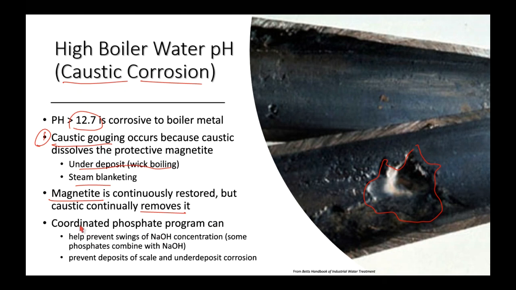So how do we control pH? Well, coordinated phosphate program is very good at helping to control pH, simply because some phosphates combine with sodium hydroxide. There are equilibrium reactions that go on that tend to stabilize the pH of the boiler. And also with the coordinated phosphate program, not only does that stabilize the sodium hydroxide, it also prevents the formation of scale. And if I don't have scale, then I can't get under deposit corrosion and caustic gouging.